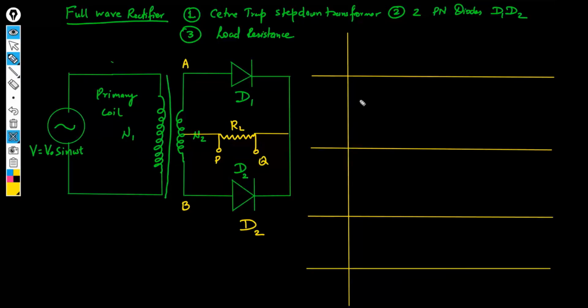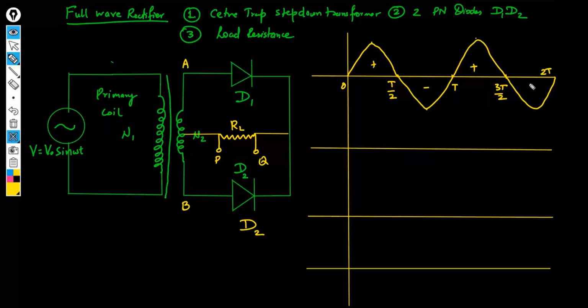Okay, here we start. Let's say this is for input voltage. Zero to T by 2, then T, 3T by 2 and 2T. This is input voltage.